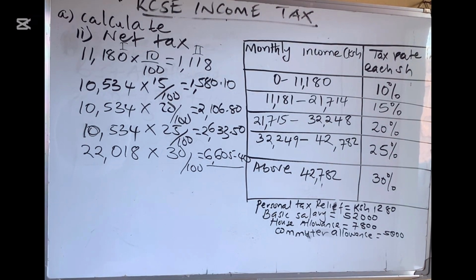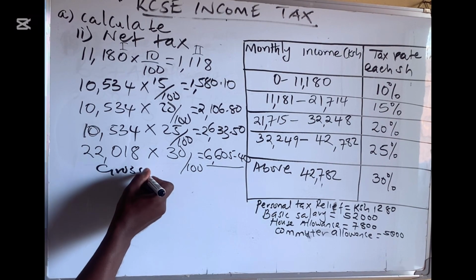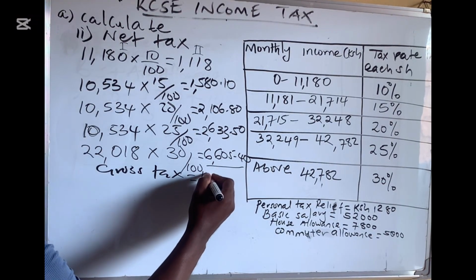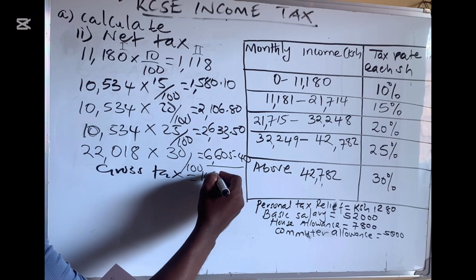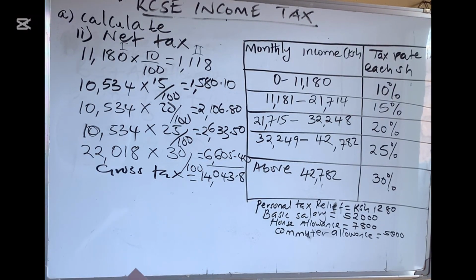Now, our main job is to look for what we refer to as gross tax. Gross tax means the total tax, and that is the sum on the right side. When you add 1,118 all the way to 6,605 shillings, the amount you're going to get is called gross tax or total tax. So when you add them together, that gives us 14,043 shillings, 0.8. That is the total tax. We call it total tax.